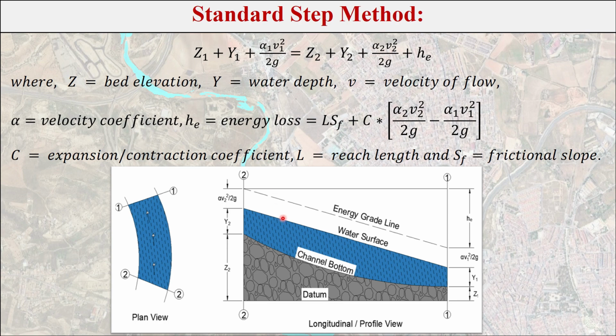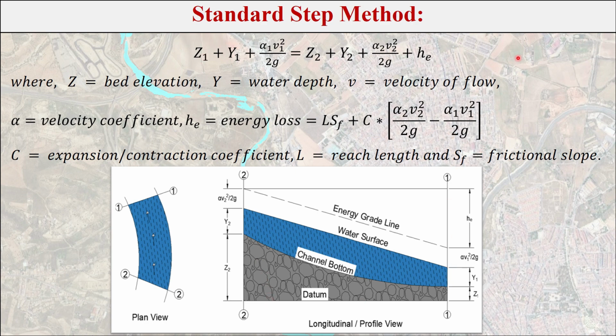According to this method, the total energy at section 1, Z1, is the elevation of the bed of the channel from the datum line. Similarly, y1 is the flow depth, and alpha v1 square by 2g is the velocity head, and he is the energy loss when flow occurs from section 2 to 1.